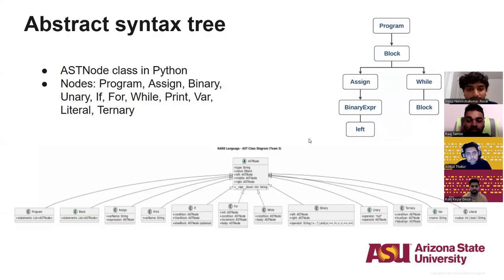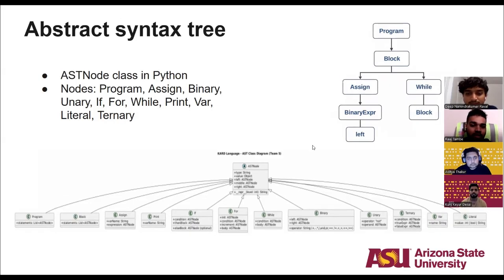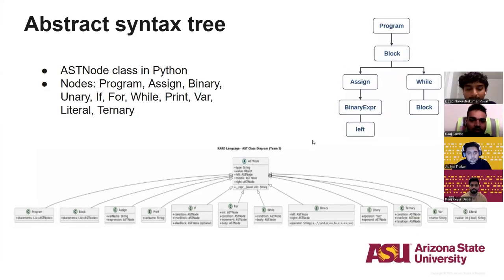Every meaningful construct in our language has a corresponding node type: binary nodes for math, if and while nodes for control flow, print and var nodes for input, output, and memory. This simplifies execution. The interpreter just visits the nodes and recognizes what that node is. If it's an if statement, then it has to check the condition, followed by the if statement.